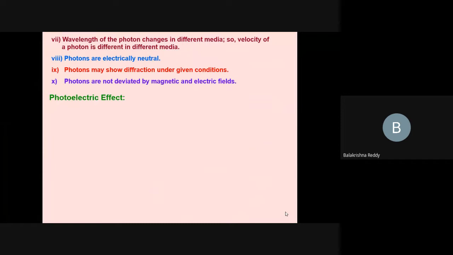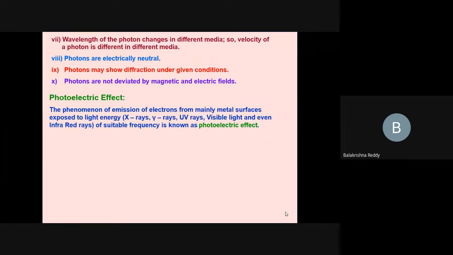Hi friends, in the previous class we discussed the properties of a photon. Now we are going to discuss what the photoelectric effect is.